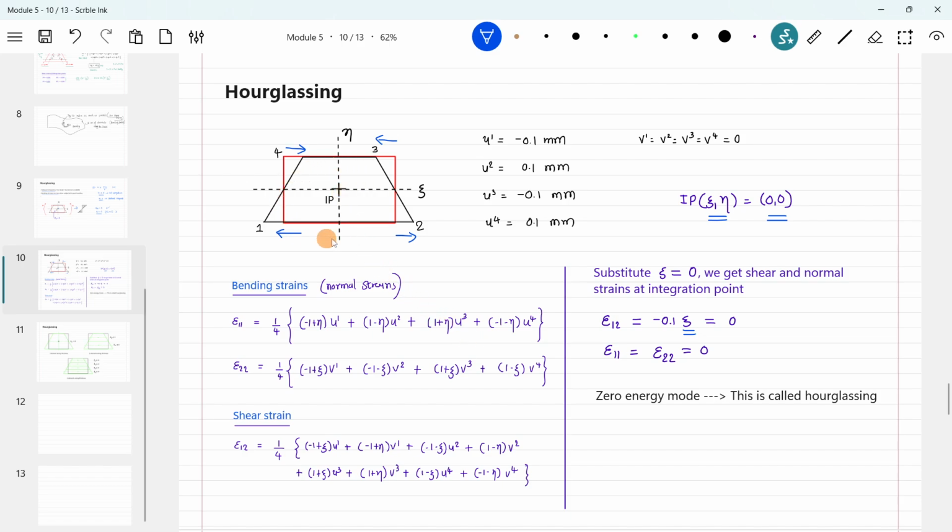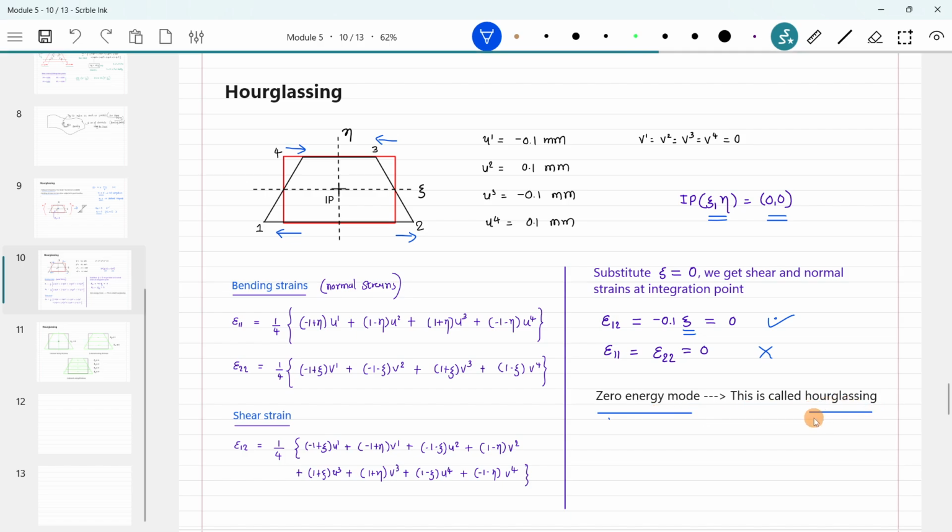So though the element is subjected to some bending, we can see there are no shear or normal strains. Shear is 0, that is perfectly okay, but this is not acceptable. Here we can see there is a zero energy mode because bending strains are 0, bending stresses are 0, and we can say 0 strain energy, and this is called hourglassing.